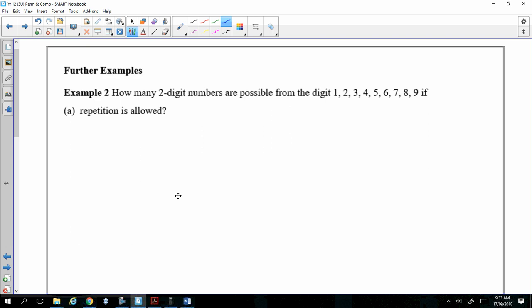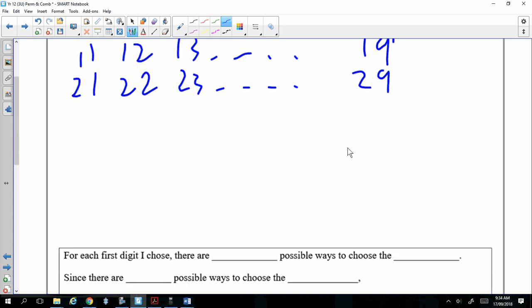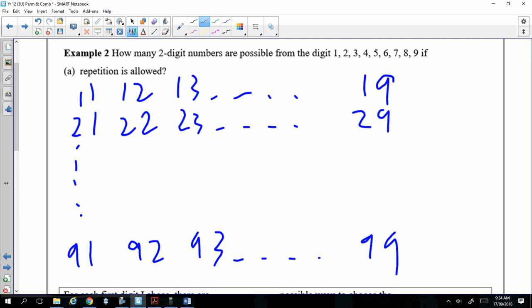How many 2-digit numbers are possible from the digits 1, 2, 3, 4, 5 up to 9 if repetition is allowed? Notice that I gave you a lot of space to list the outcomes. So if you list them, it could be 1, 1, 1, 2, 1, 3, all the way to 1, 9, and then 2, 1, 2, 2, 2, 3, up to 2, 9, and all the way to 9, 1, 9, 2, 9, 3, up to 9, 9. So clearly, there are 9 times 9 ways, which is 81.